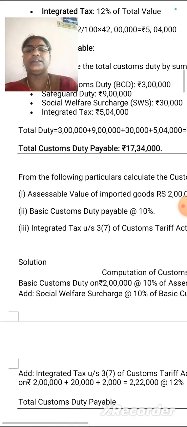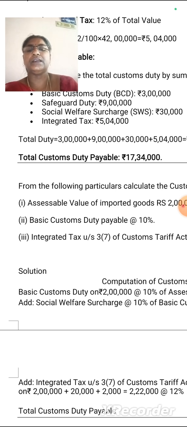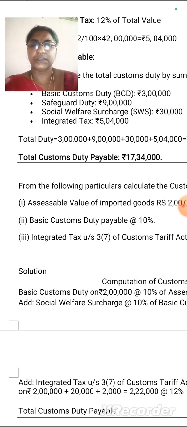This is how to calculate the customs duty payable and the total duty. They need the assessment value, basic customs duty, integrated tax, and social welfare surcharge. Sometimes they give safeguard duty, or sometimes both safeguard duty and social welfare surcharge. These things we calculate to find the total customs duty payable.